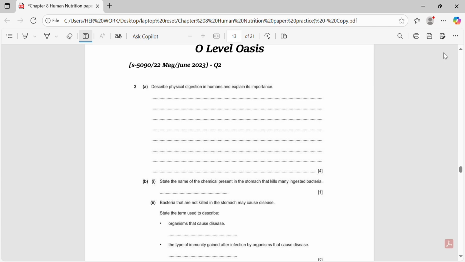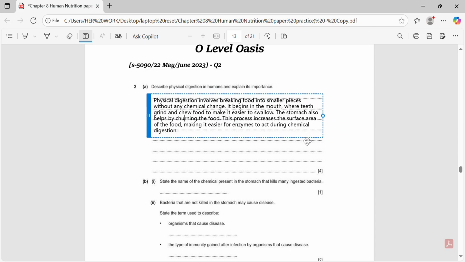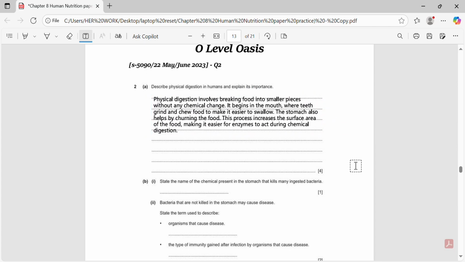And the answer for this is, physical digestion involves breaking food into smaller pieces without changing its chemical composition. It starts in the mouth where teeth chew and grind food, and continues in the stomach through churning. This process increases the surface area of food, allowing digestive enzymes to act more efficiently during chemical digestion. On to the next question, another short theory one.